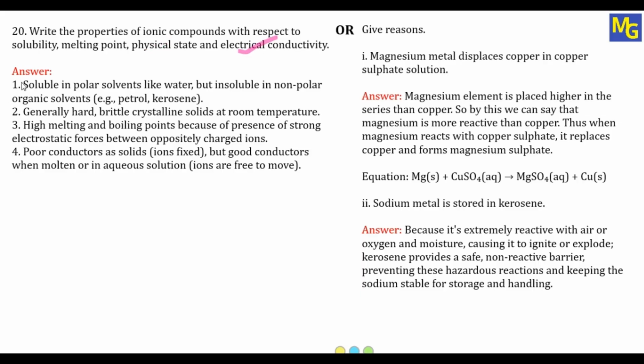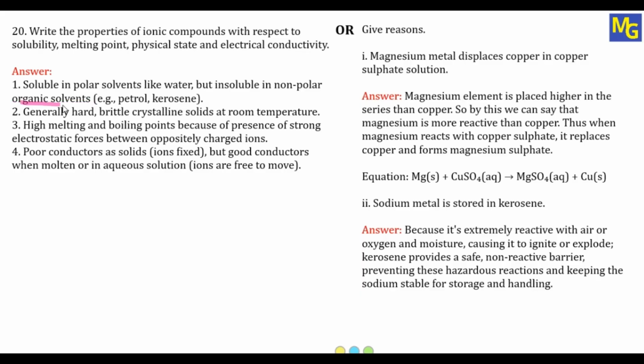So first we will start. Answer number 1, we will start with solubility. Ionic compounds are soluble in polar solvents. Ionic compound means the compound which has ions, or the compounds which are formed by the combination of ions, that is positive ion and negative ion, cation and anion. Because these compounds have ions, they are soluble in polar solvents like water, but insoluble in non-polar solvents, or we can say organic solvents like petrol or kerosene or ether, etc.